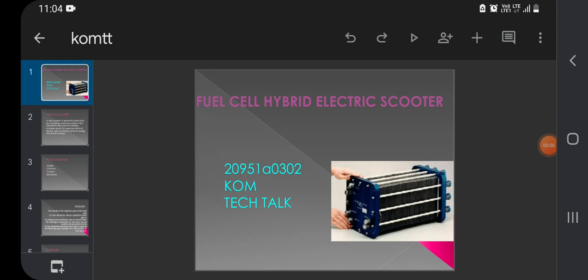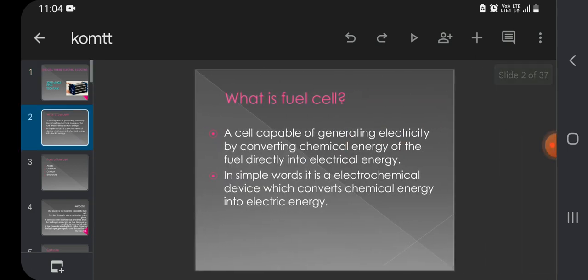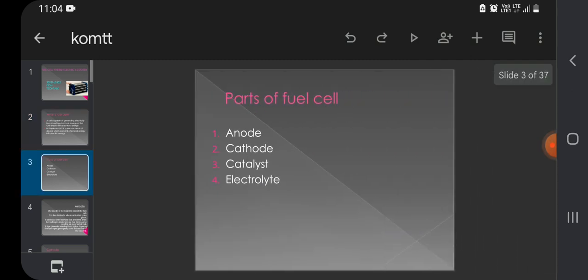My tech talk concept on kinematics of machinery is fuel cell hybrid electric scooter. Let's go on to the topic. First of all, what is fuel cell? A cell capable of generating electricity by converting chemical energy of fuel directly into electrical energy. In simple words, it's an electrochemical device which converts chemical energy to electrical energy.